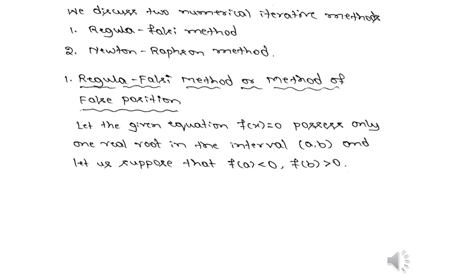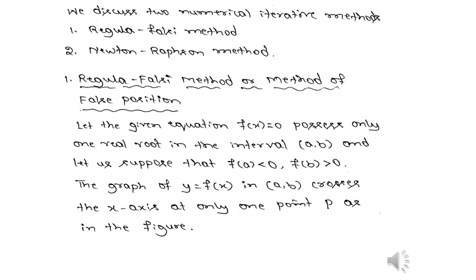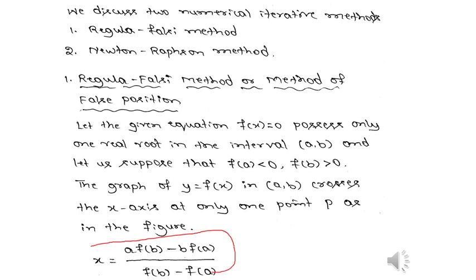And let us suppose that f of a is less than 0 and f of b is greater than 0. That means the values of a and b should be such that f of a is less than 0 and f of b is greater than 0. Then how do we find the real root which is lying between a and b?